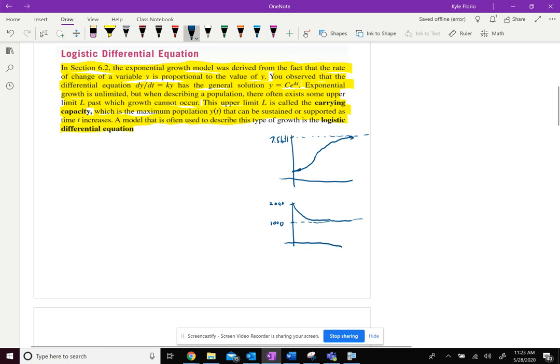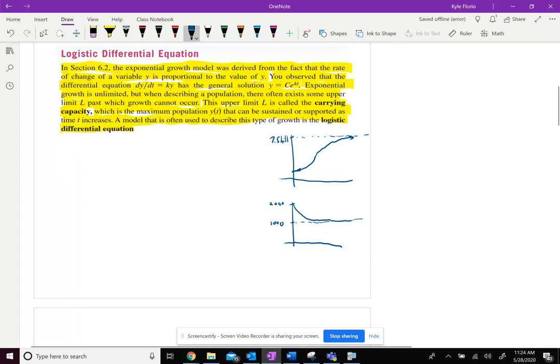But what we're going to focus on is this type of model right here, when the initial population is under the carrying capacity, and how do we get up to that carrying capacity? We won't really see this bottom one too much. Okay, so a couple of things.